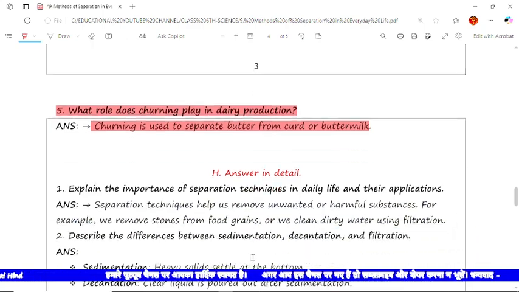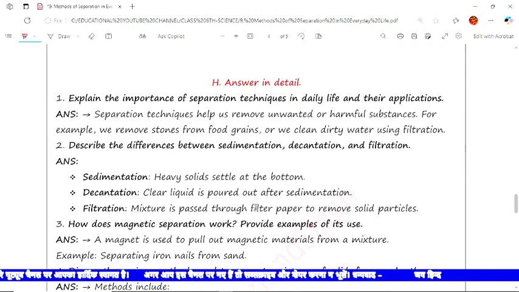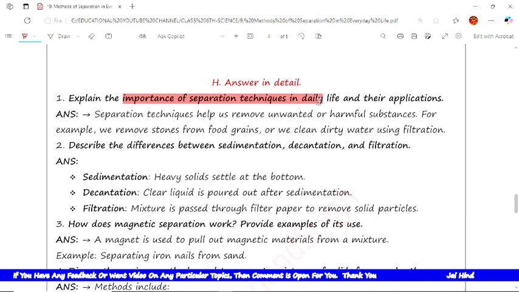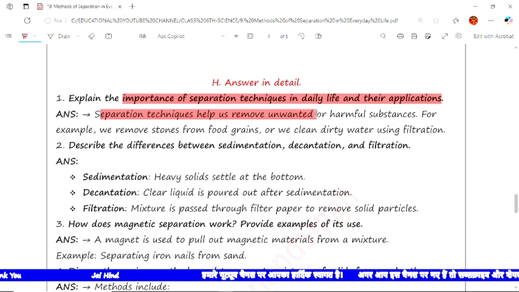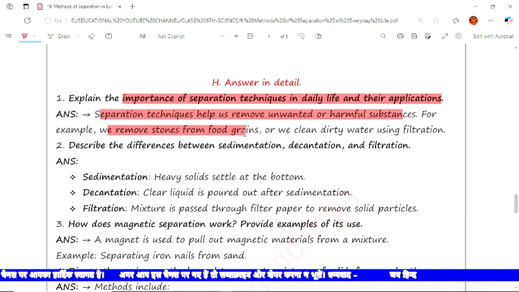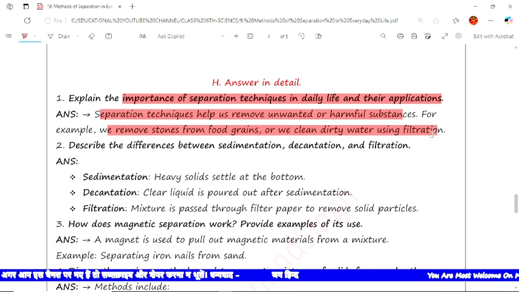Now the next is question answer in detail. It means we have to discuss in detail. The first question is: explain the importance of separation techniques in daily life and their applications. The answer is separation techniques help us remove unwanted or harmful substances. For example, we remove stones from food grains or we clean dirty water using filtration.